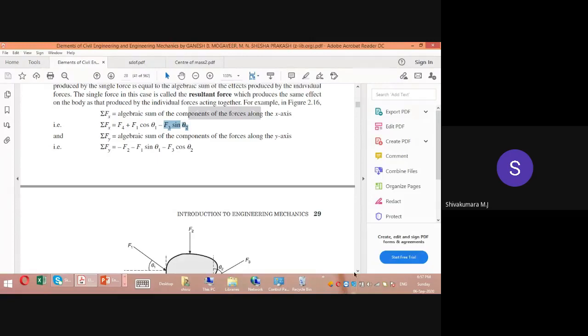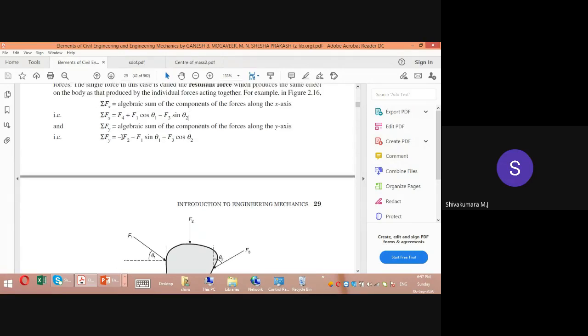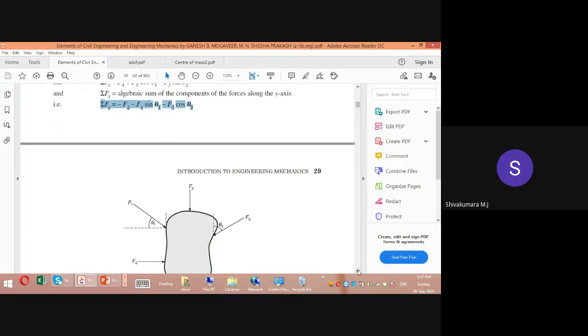So in the same manner, we come to vertical forces. F2 is acting towards down, negative. F1 sin theta 1 towards down, negative. F3 cos theta 2 towards down, negative. So that is what algebraic sum of all the forces in vertical direction: minus F2 minus F1 sin theta 1 minus F3 cos theta 2. All forces are directed towards down.